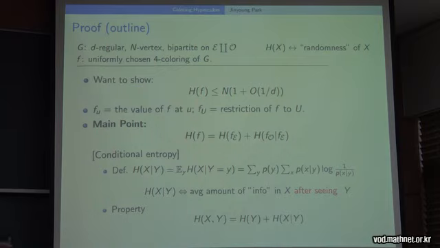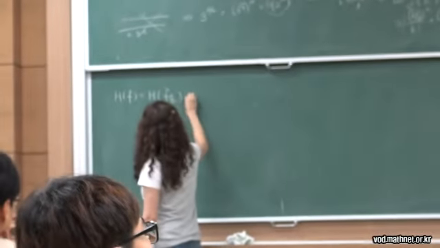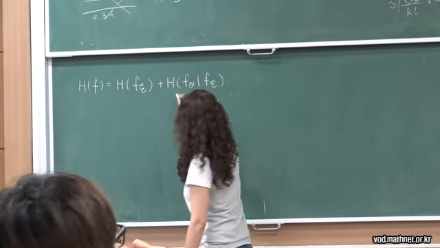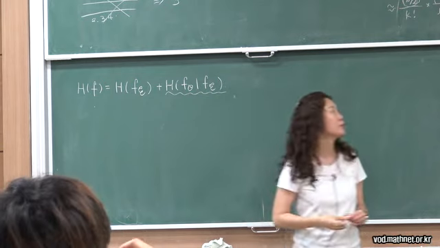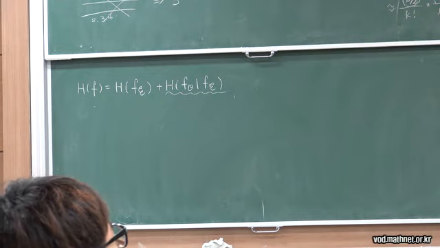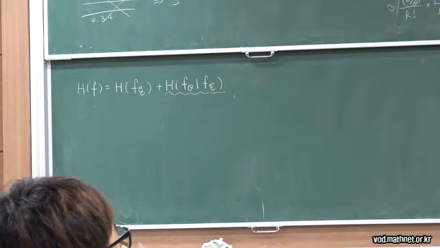And the main point is that h of F is equal to that weird notation. Let me explain it. I wrote h of F is h of F sub E plus h of F sub O given F sub E. And this notation is called conditional entropy. The definition of this notation is the expectation of h of this. So this is conditional probability.